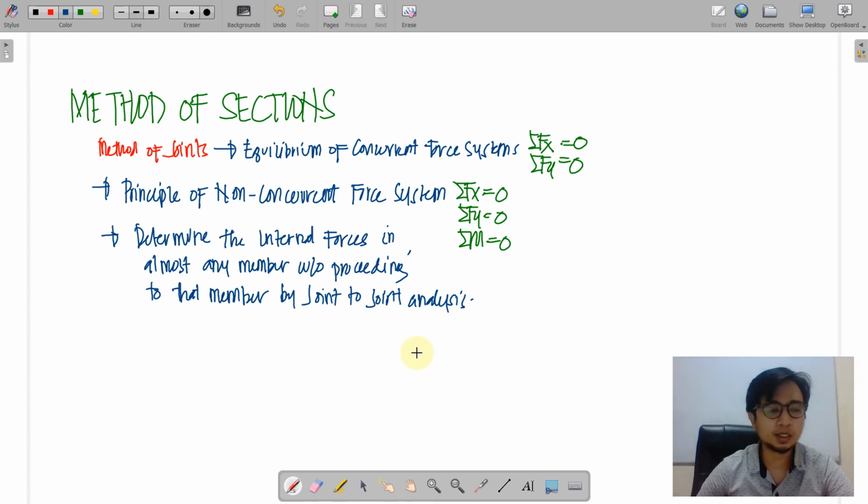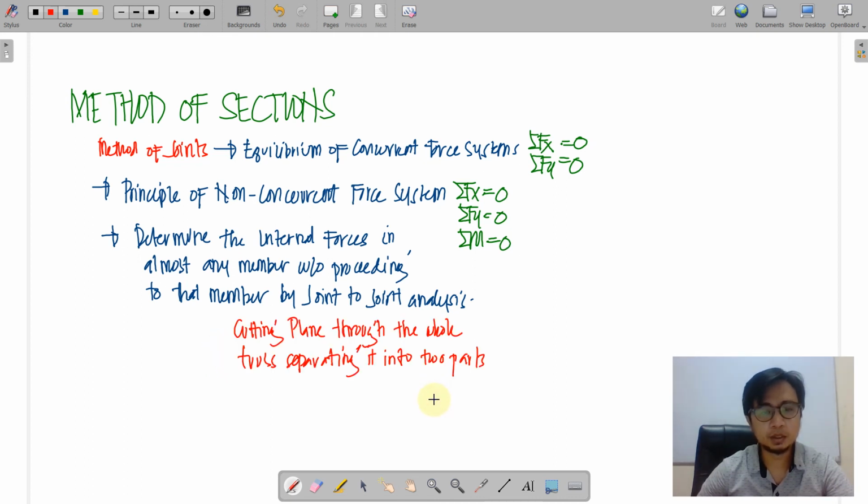So one of the purposes of method of sections, actually, is that an experienced engineer knows where the most critical section of the truss is. That is why it is feasible to use this analysis if he or she intends to investigate or analyze the truss structure. And as we all know, the principle of this one is actually a cutting plane through the whole truss, separating it into two parts. So we are going to choose the most convenient side, whether it is the right side or the left side. However, there are restrictions in the cutting plane, and let me summarize all of the techniques here in applying this method.